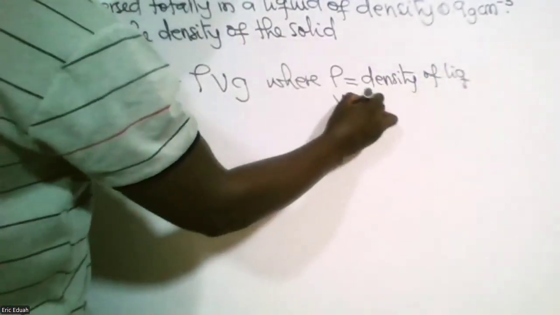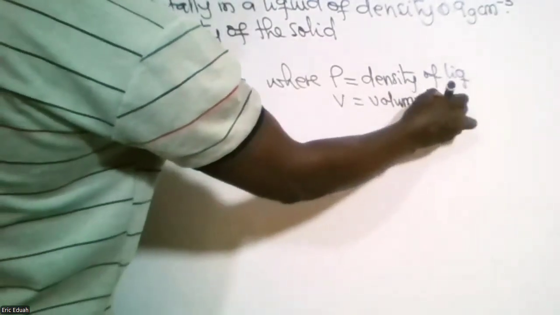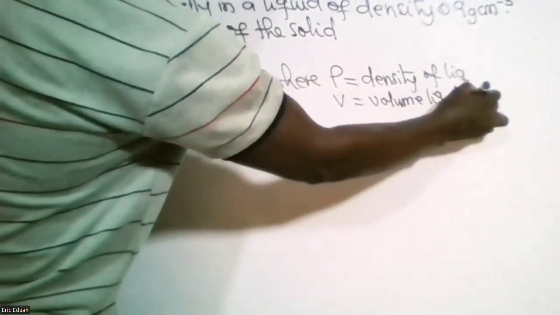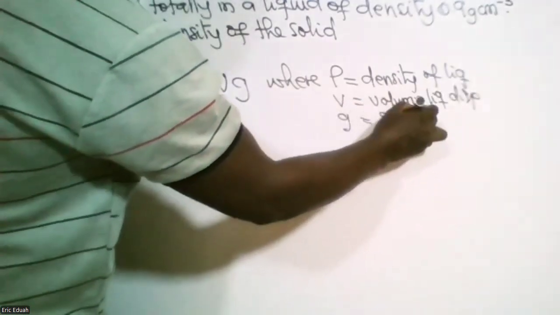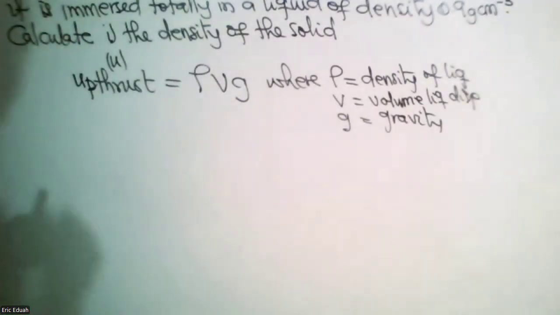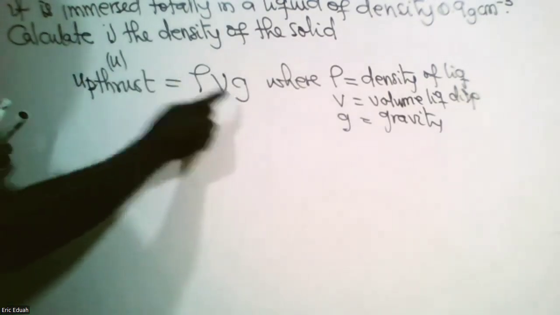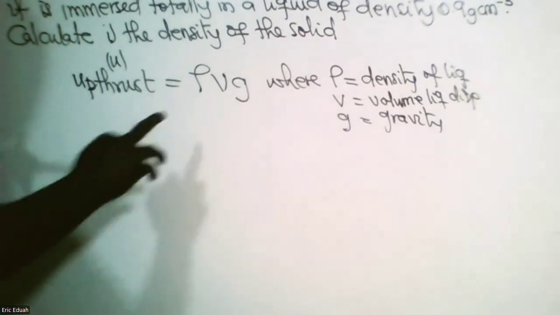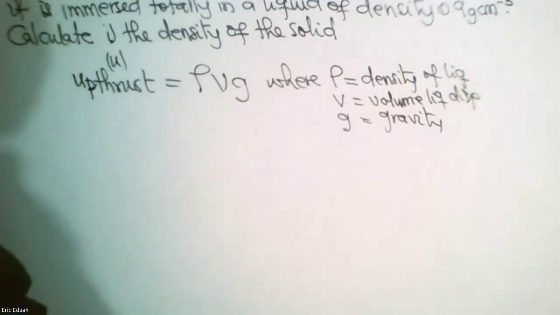V equals volume of liquid displaced. G equals gravity. So now rho is given to us. These are not given to us. So we need to express these ones in terms of whatever we are given.